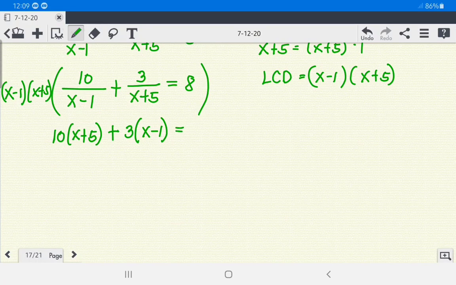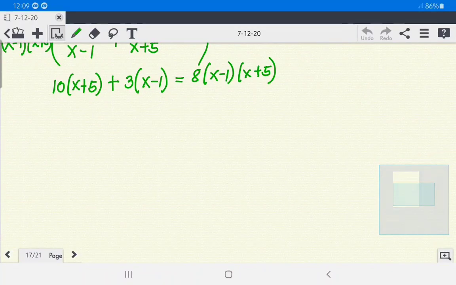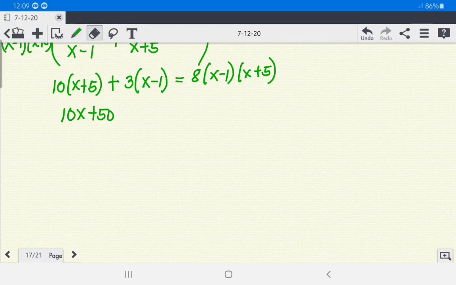Then, equals. So, here, we're going to multiply it by 8. 8 times x minus 1 times x plus 5. So, we'll just copy all. We have 8 times x minus 1 times x plus 5. Then, multiplying this, we have 10 times x, we have 10x. 10 times 5, we have 50. Then, 3 times x, we have 3x. Then 3 times 1, we have negative 3.